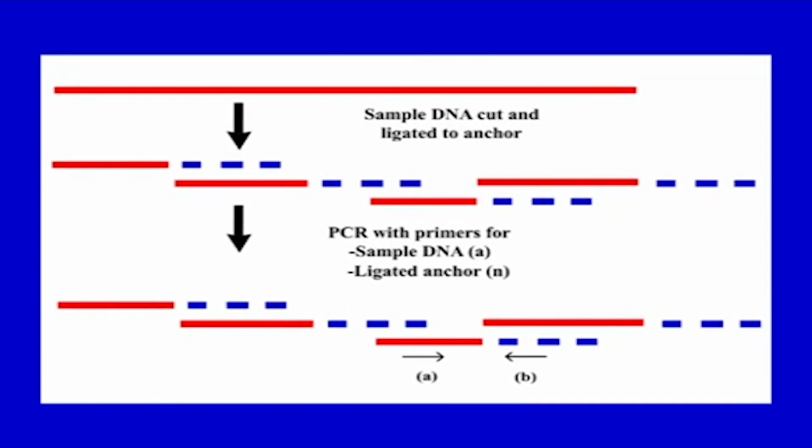So, this picture explains that a single sample DNA is cut and ligated to an anchor, and then PCR with primers for the sample DNA and the ligated anchor is performed, and this way you can get the full sequences. So, this is called anchored PCR.